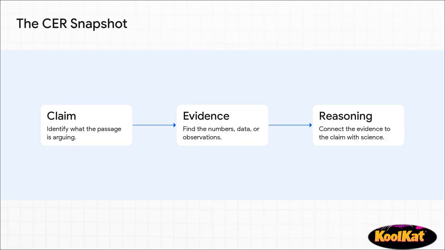And this perfectly sets up our first major tool, the CER snapshot. It stands for Claim, Evidence, Reasoning. The claim here is that the structure of the alveoli matters for gas exchange. The evidence is that Group 2 had lower oxygen levels. And the reasoning, that's the science, is that less surface area means less room for diffusion to happen. That line of thinking leads you straight to the right answer, which is A.